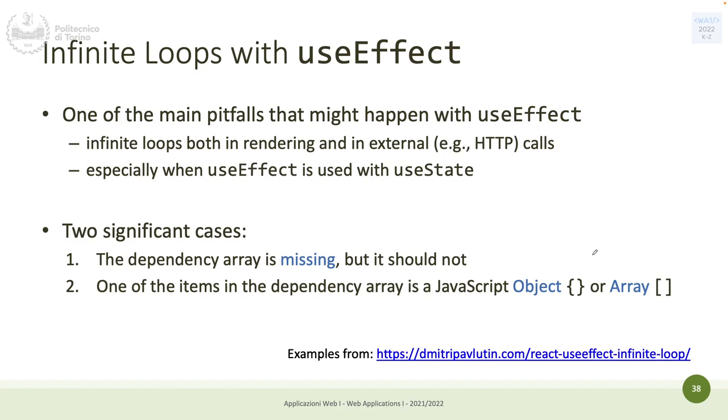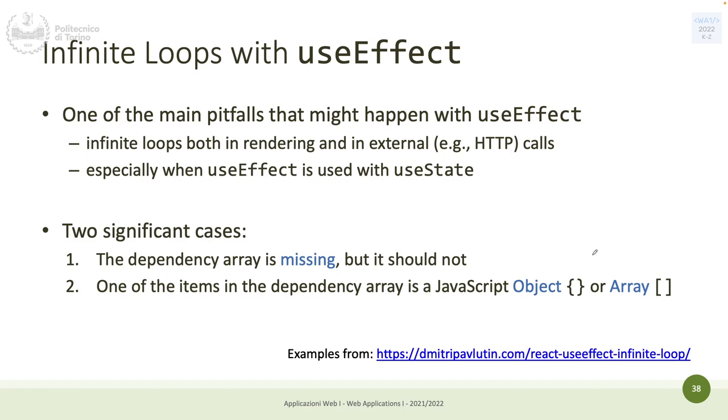And this happens in two significant cases. The first one is trivial, but it's something to pay attention to. You should have a dependency array, but you don't. So the dependency array is missing, but you should have one in the useEffect. So you are not calling the APIs only when needed, but more times than needed. And the other one is when one of the items in the dependency array is an object or an array.